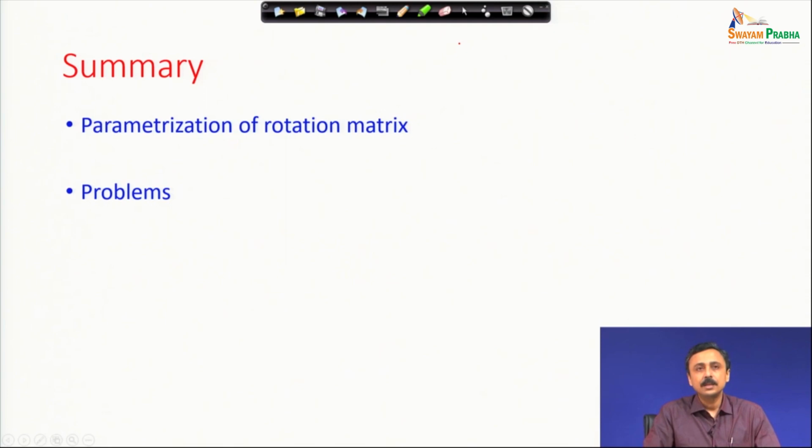So, to summarize, we have looked at parametrization of the rotation matrix and looked at some problems. We have solved the inverse problem this time. Given the rotation matrix, find out the angle theta and the unit vector about which this rotation has to be made to attain a new configuration, a new orientation. So, with that I will close this lecture.